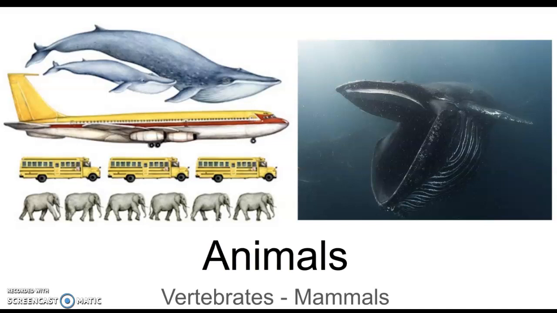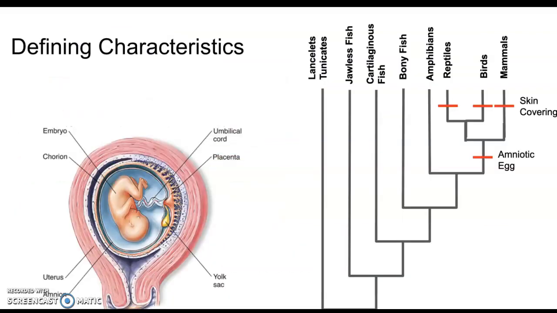Okay, so a few characteristics about mammals. The first one is mammals have an amniotic egg, and as you can see, it has a lot of the other characteristics that we saw in amniotic eggs before. Here's the chorion, the amnion, the embryo, the yolk sac. The only difference is that this time this egg is found inside the mother.